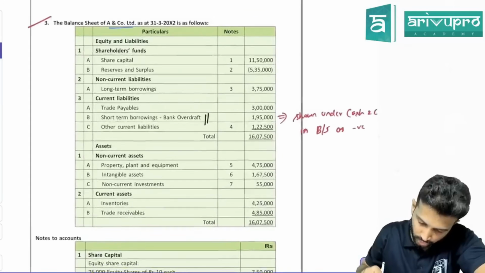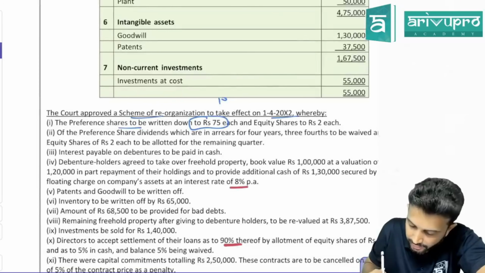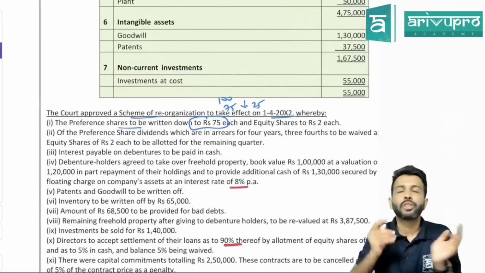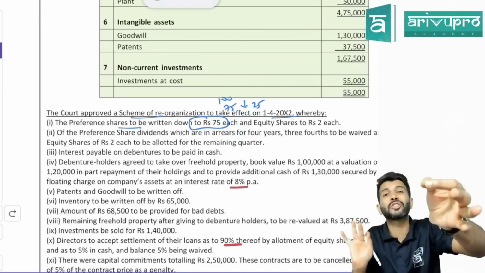Now go back to the balance sheet. What is the face value of the preference share capital? 100. From 100 you are bringing it down to 75. So how much is the sacrifice? 25. So what is the journal entry for this? Will you pass an entry only for the sacrifice portion, or will you cancel the old shares?